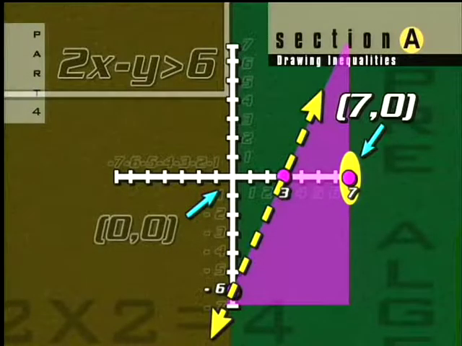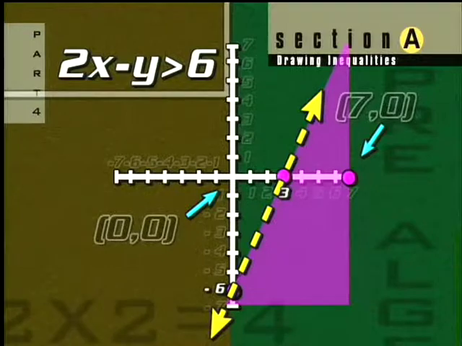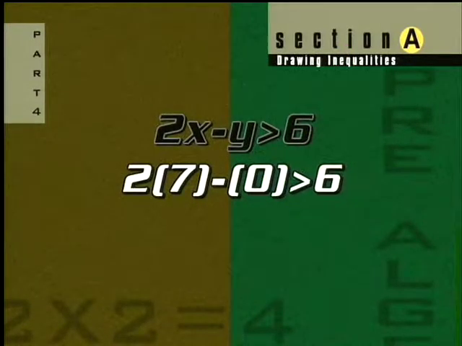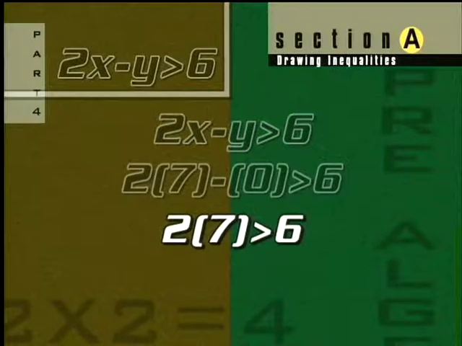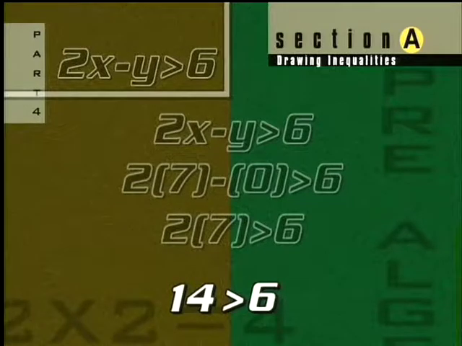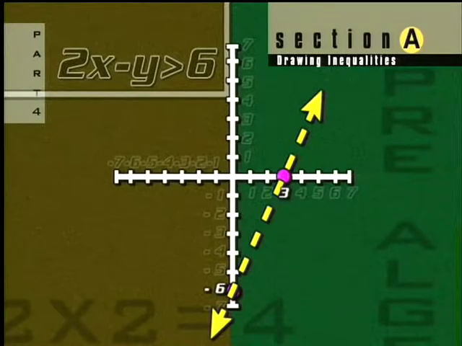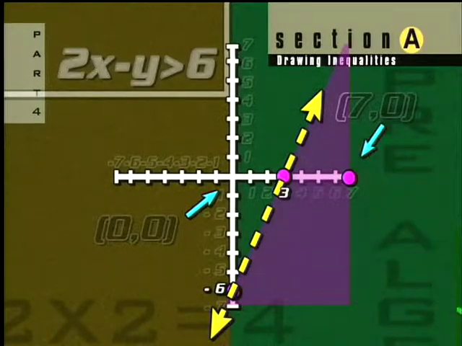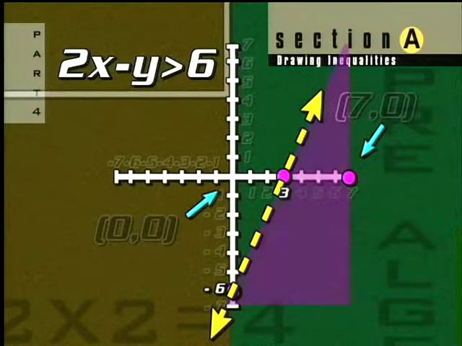Now, if we want to double check to make sure we did this right, all we have to do is pick a point on the right side of the line and see if it satisfies our inequality. Let's pick this point, 7, 0. When we put this into the inequality, we get 2 times 7 minus 0 is greater than 6, which becomes 2 times 7 is greater than 6, and 2 times 7 is 14, which is greater than 6. This means we were correct when we shaded the right side of the line. Our inequality is satisfied. We're gonna do one more to get this shading thing down.